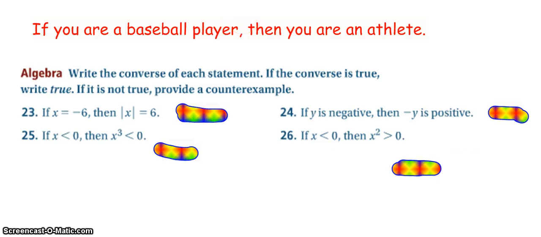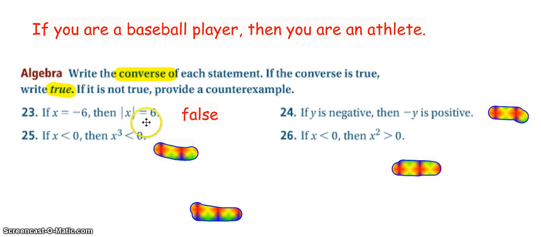So we first here have to write the converse of the statement, and then if the converse is true, we write true, and if not, we want to provide a counterexample. So I'm just going to go through all these verbally because I'm running out of time. So the converse of this, we would flip the order around. So if the absolute value of x is 6, then x must be -6. Well, this you should immediately see is false because absolute value of x could be 6 when x is +6.